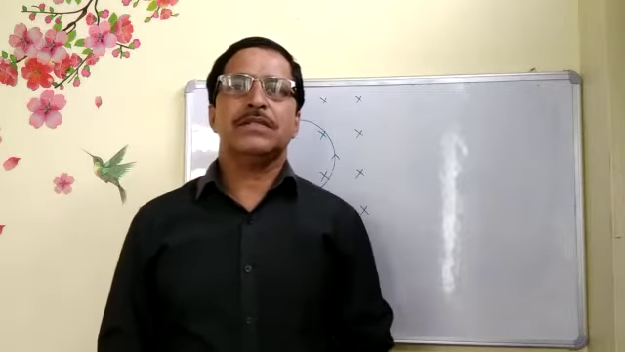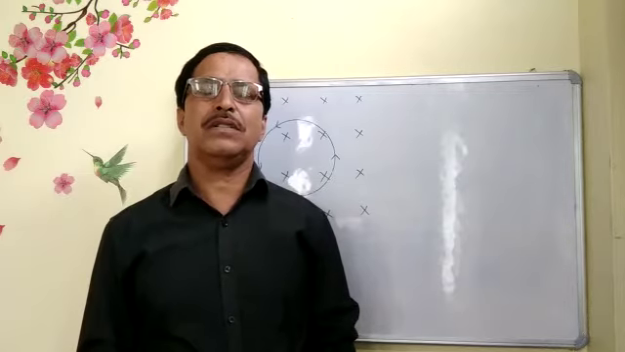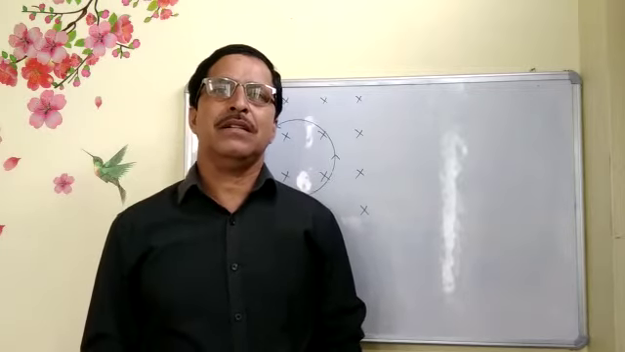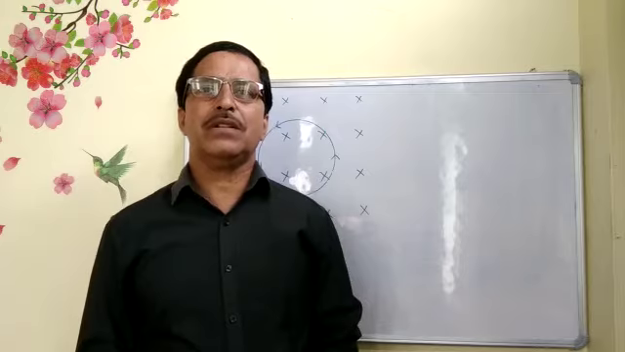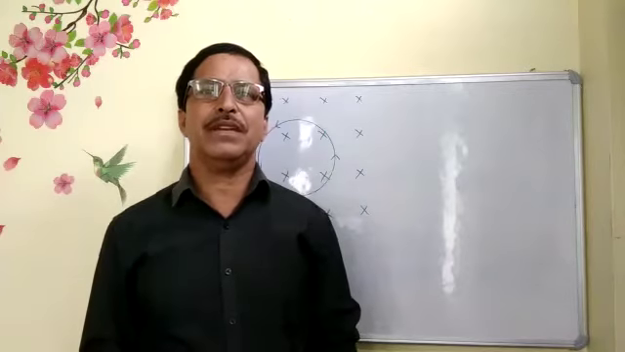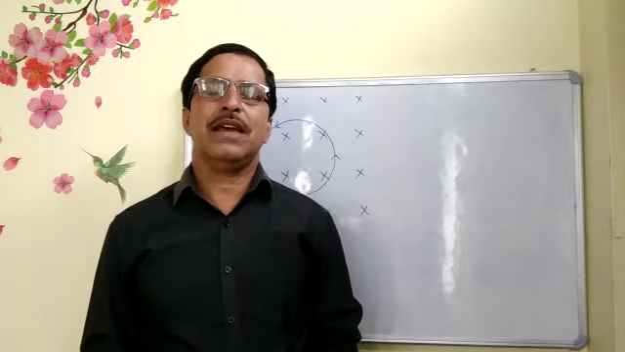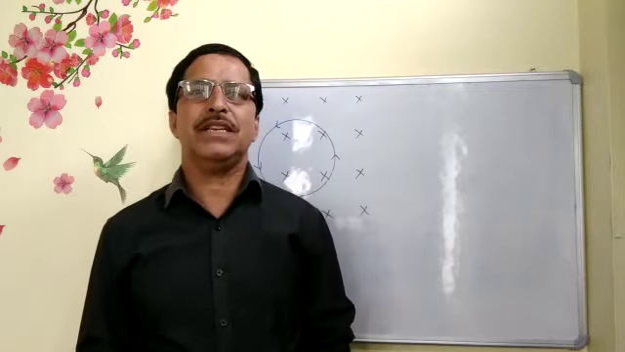Welcome dear students. In my previous video on this topic, moving charges and magnetism, I told you how a charged particle travels in a circular path when it is projected perpendicular to a uniform magnetic field. Today I will discuss the expression for the radius of the path taken by the charged particle, its time period and frequency of revolution.